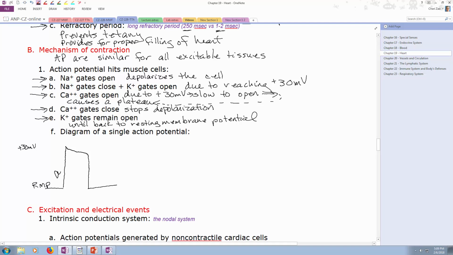So this is A, and let's see here. This is B. This is C. This spot here is D. And then this is E. That's an action potential for a heart muscle cell. This is not one for a pacer, and we're going to take a look at a pacer in just a little bit.